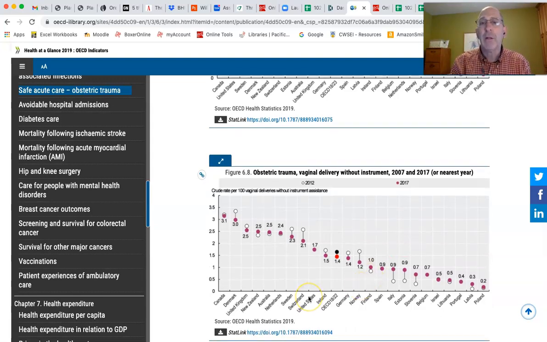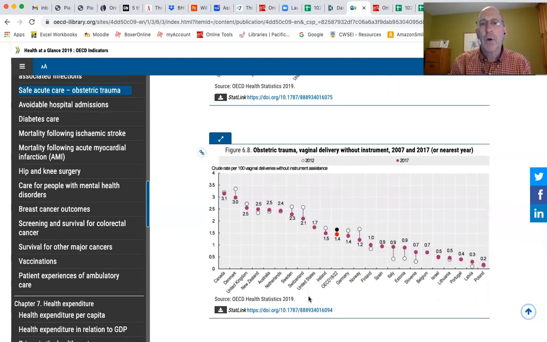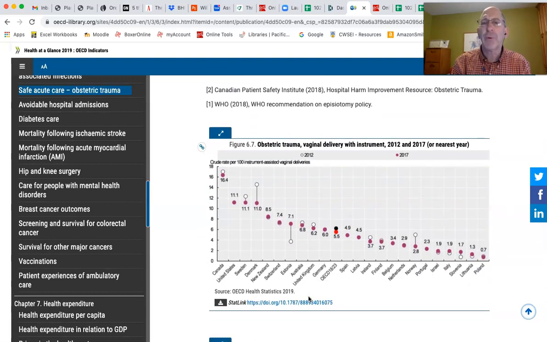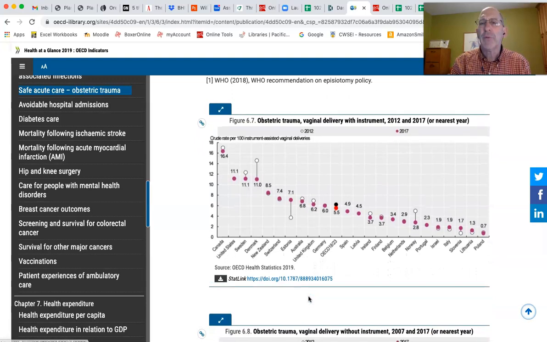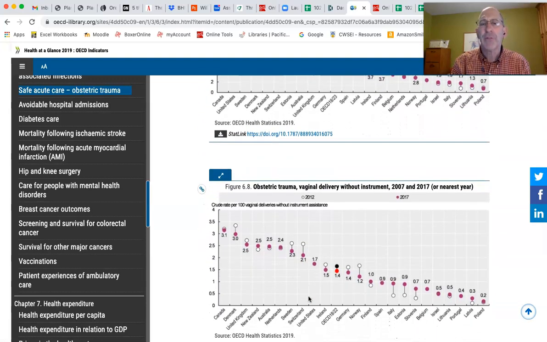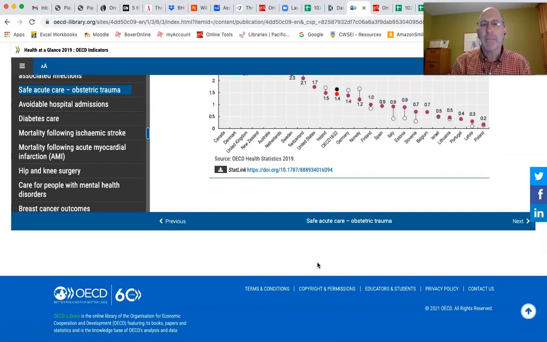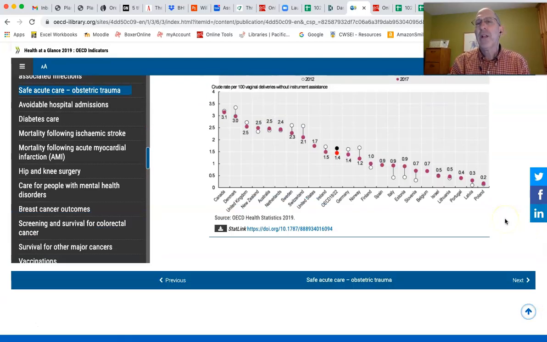Here it's in the middle. And that's a delivery. This was delivery with instrument. I suppose that indicates some sort of trauma, some sort of complication. This is without an instrument, and the U.S. is more toward the middle of the pack there. And so on. So that's how you use this.